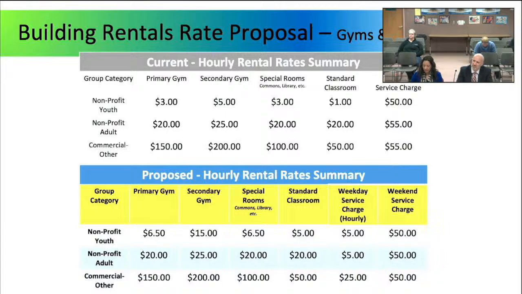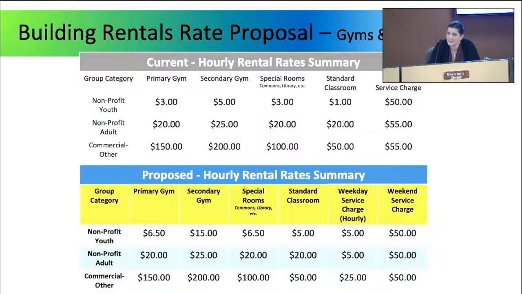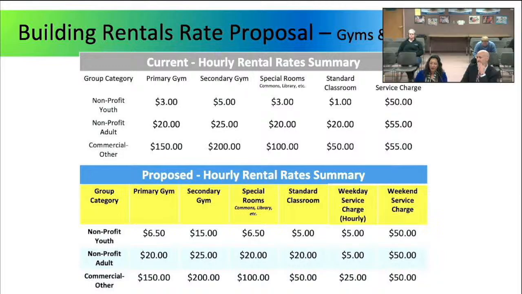So specifically to the pickleball comments, have we been receiving those? And those seem like not nonprofits. Those seem like just avid sports players. Can we have a rate for those type of things? We can certainly. I'll get with my building rentals team and see if they've received any information, and we can definitely look into that.